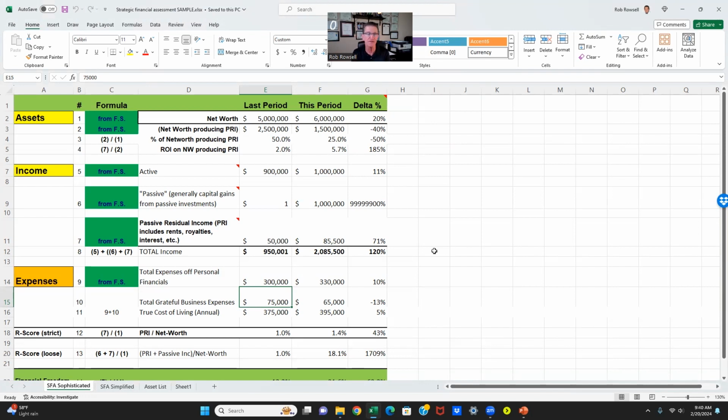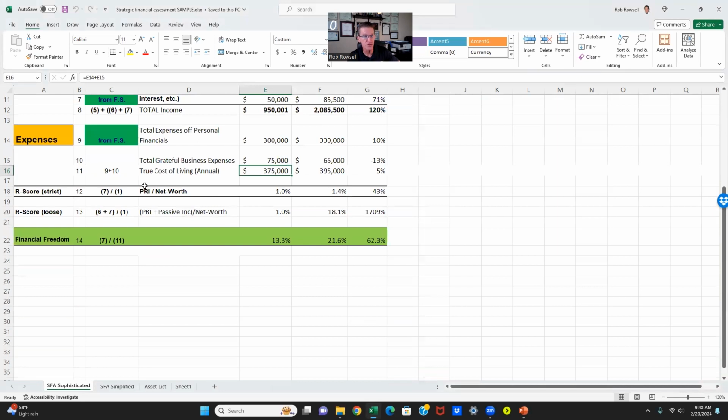He's got 75 grand per year that his business is providing for him, and he's realistic in understanding that 75K is not going to be covered by his business. So his real living expenses, if he stays at that same level, is $375K. So down here, what this goes through is the PRI, or passive residual income, divided by net worth is 1.